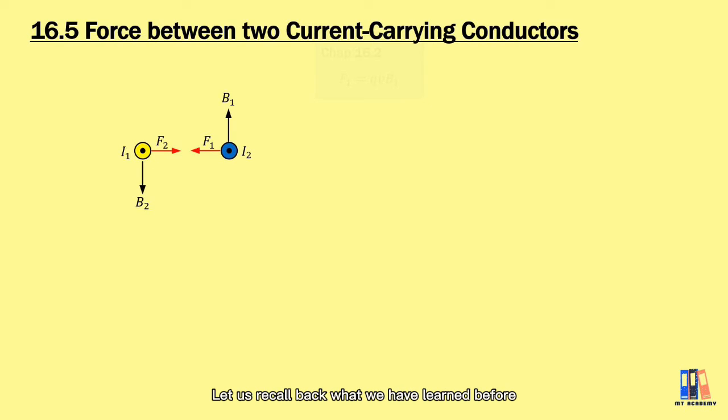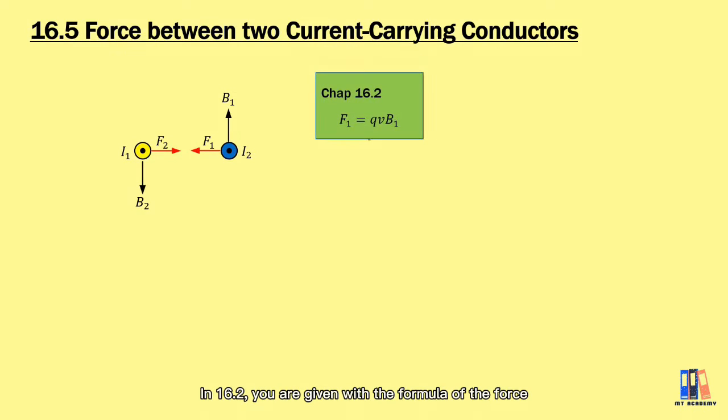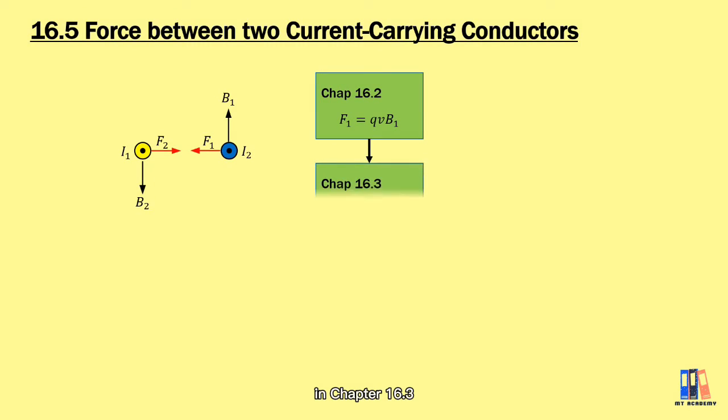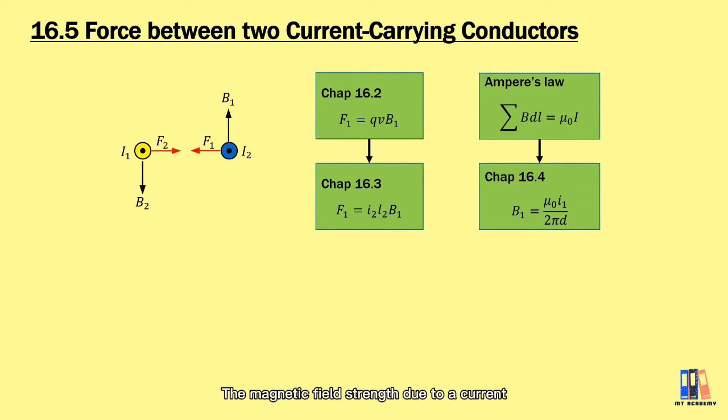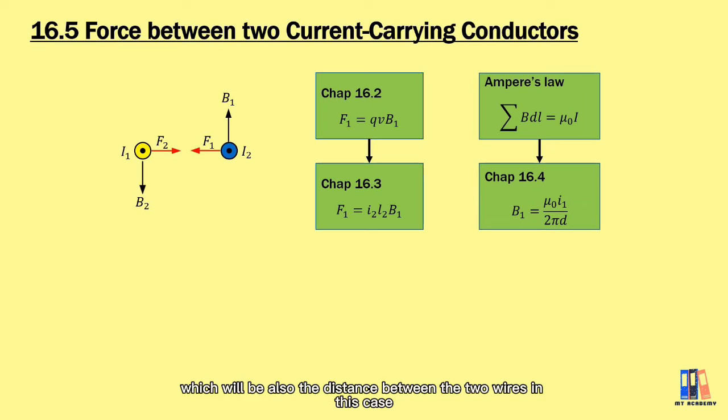Let us recall what we have learned before. In 16.2, you are given the formula of the force on a moving charge, which is equal to QVB. And since current is the rate of flow of charge, we have learned to derive the force on a current carrying conductor in chapter 16.3, that the force is equal to ILB. And then we learned about Ampere's law, which is used to derive the magnetic field strength. The magnetic field strength due to a current is given as mu naught I divided by 2 pi d, where d here is the radius of the magnetic field, which will also be the distance between the two wires in this case.